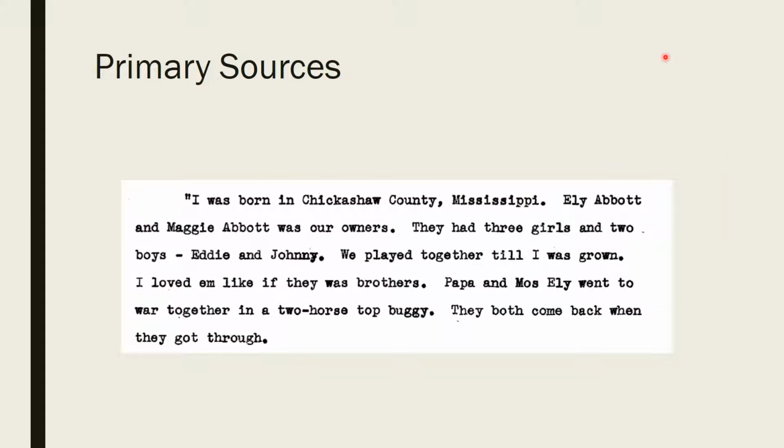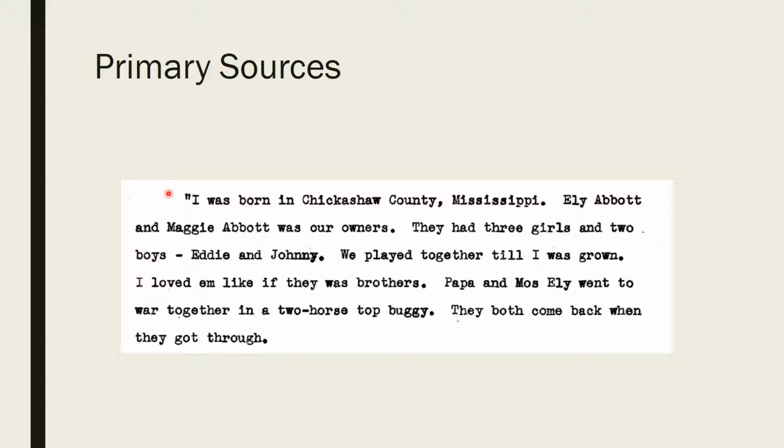So let's look at our primary sources. We're going to go over more in class, but this will get you thinking about the events and what the slaves endured, so you can get a clear picture of what these past events were. So our primary source, this is from a slave.